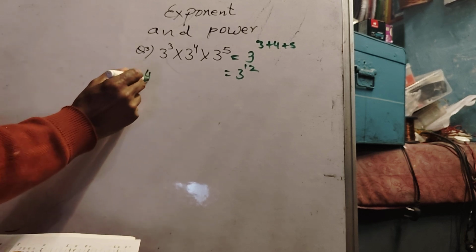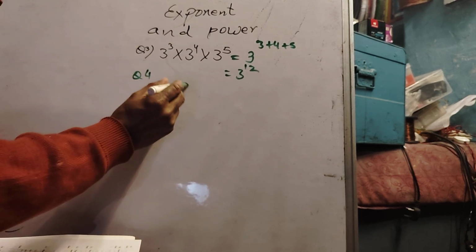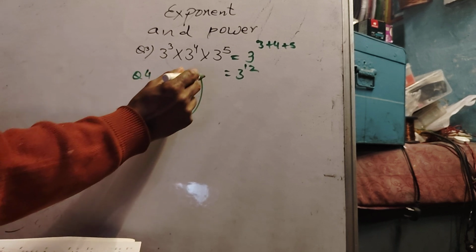Next question, the fourth: there is 2 raised to the power 3, power 2. There is a bracket between the powers.